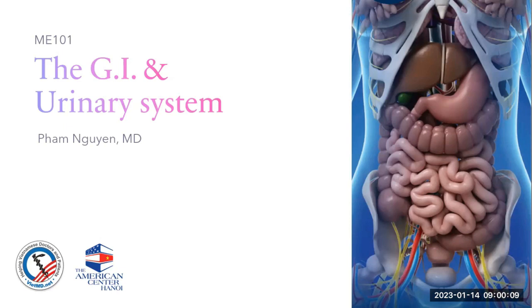And also I just want to give you a hint about that. When we talk about GI doctors, that means the doctors specialized in this area. The GI doctors specialize in stomach and intestine. And we also go through the urinary system.